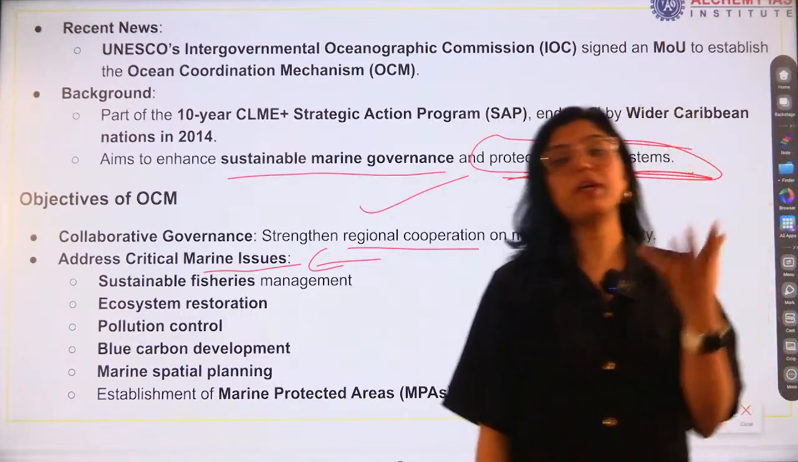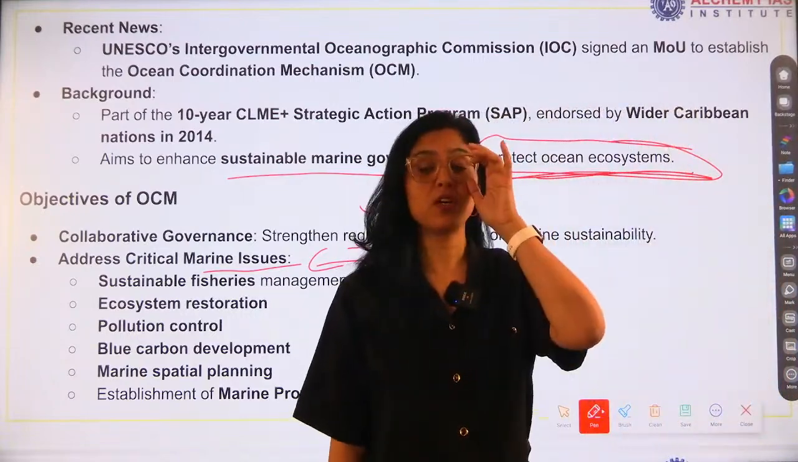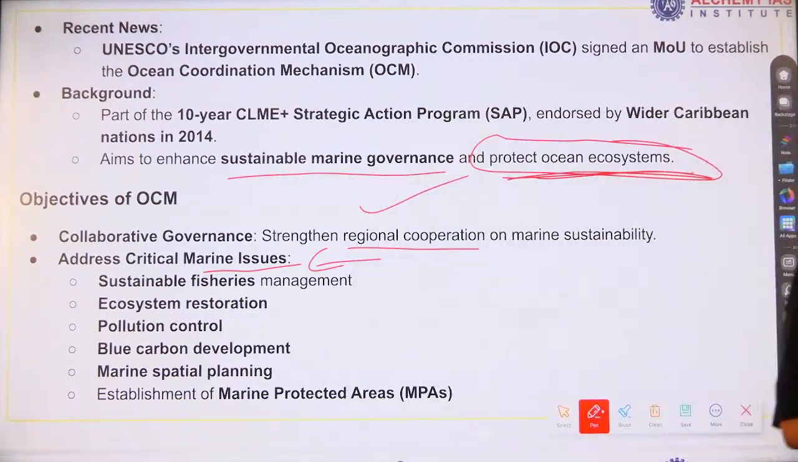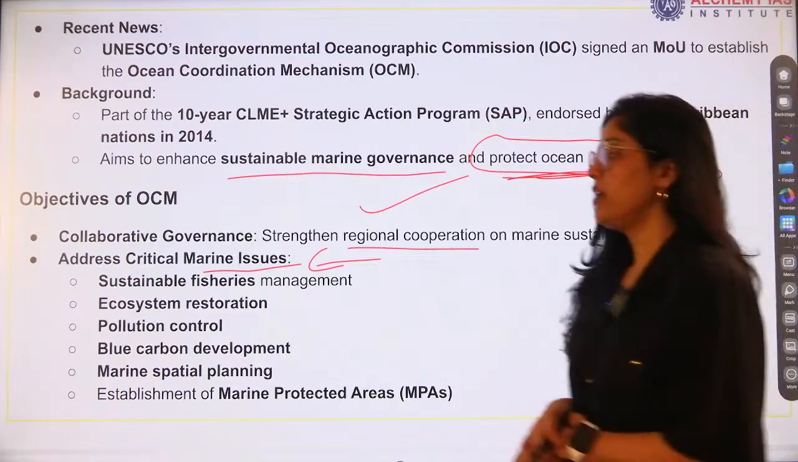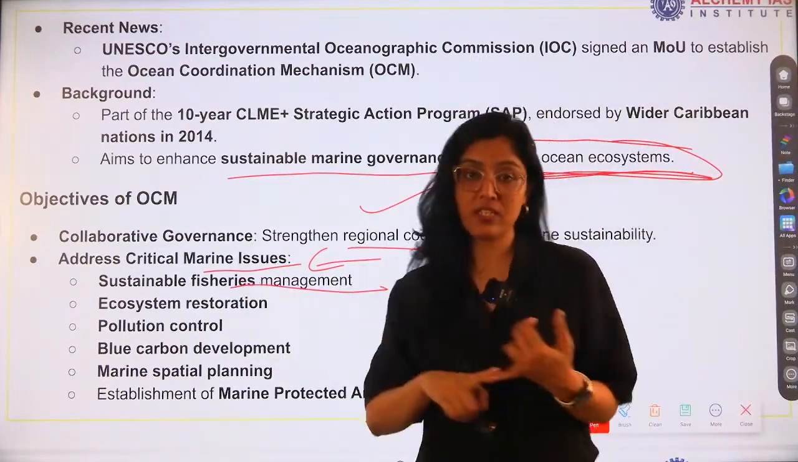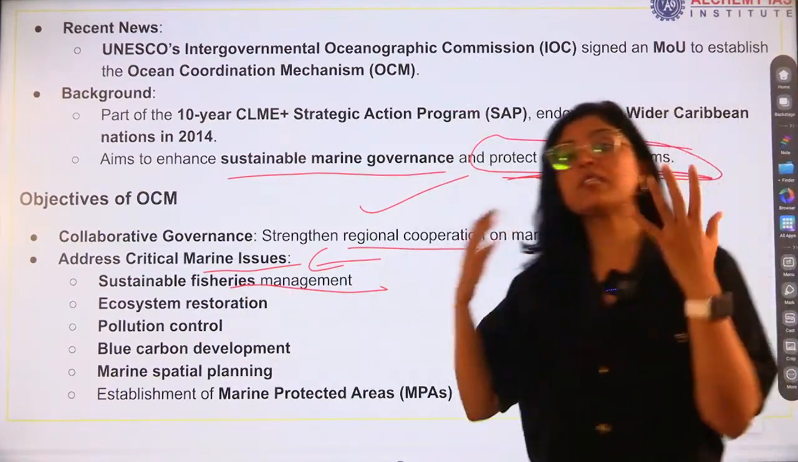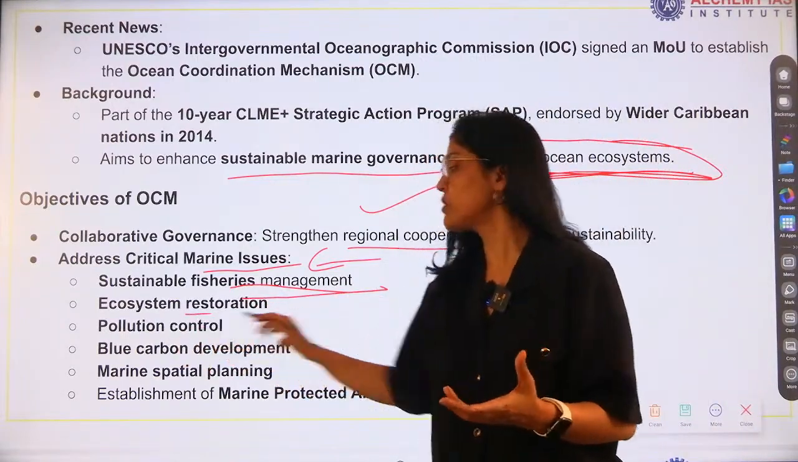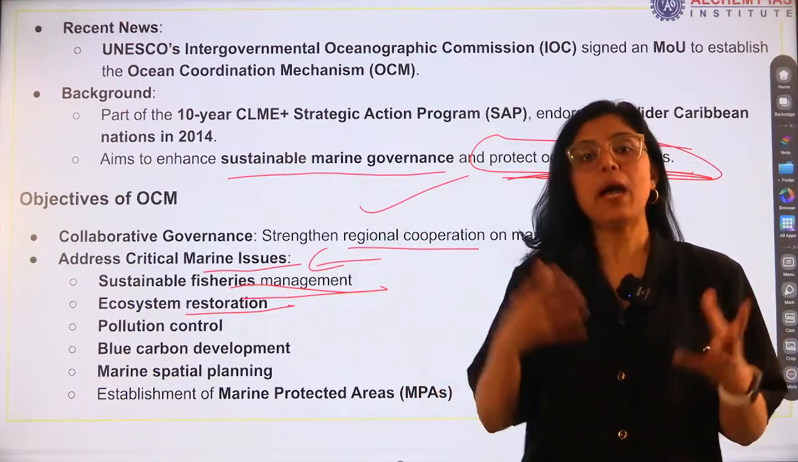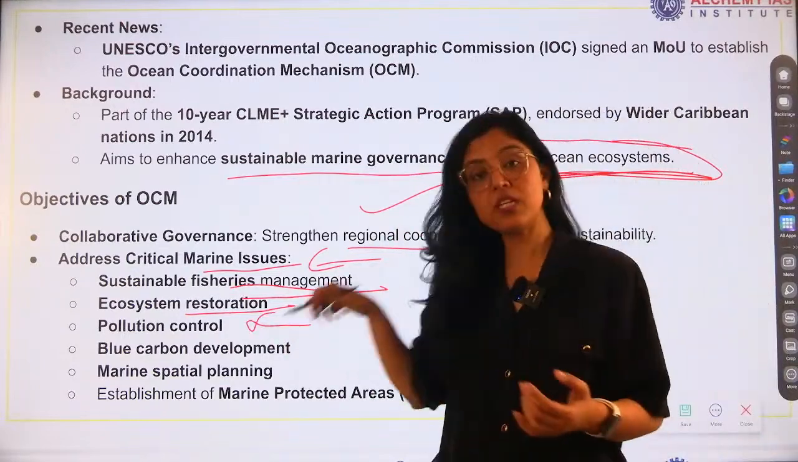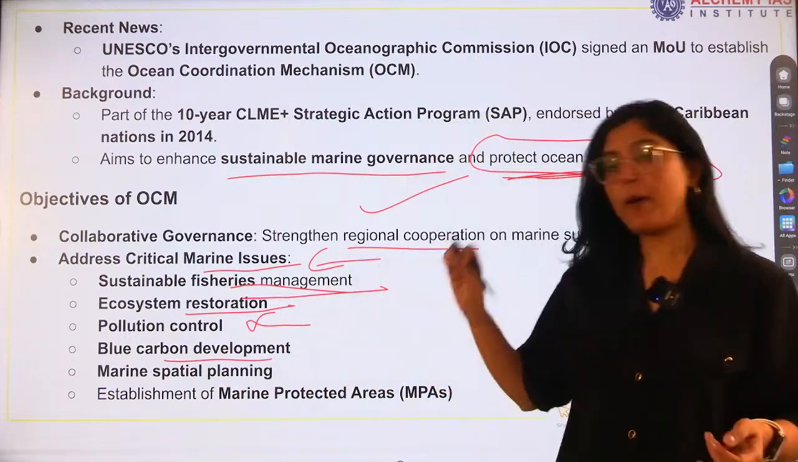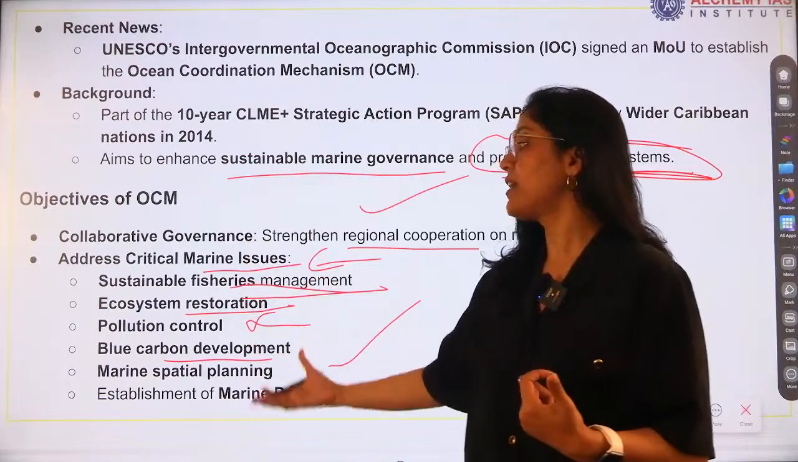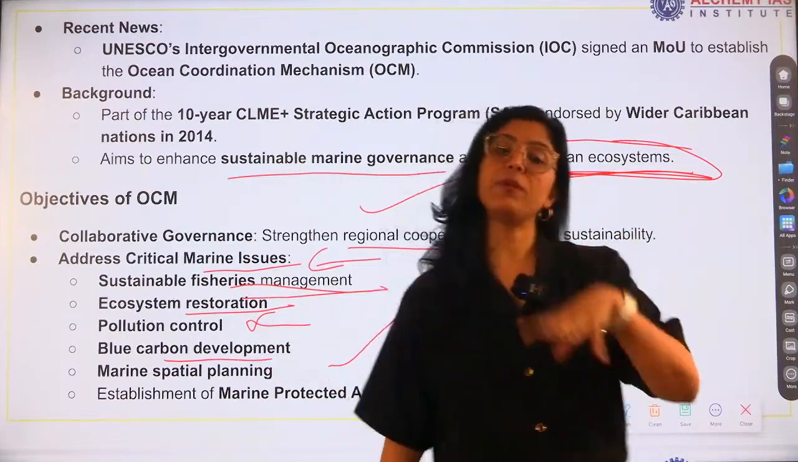What are the marine issues? Currently, marine issues which oceans are facing. Can anybody tell me what are the issues that oceans are facing? First is fisheries, right? So exploiting the fishes. This is the issue that we are facing. Ecosystem degradation is there, habitat degradation is there, pollution is there, which is very harmful. Blue carbon development is very important. So these are the critical issues which it will be addressing.